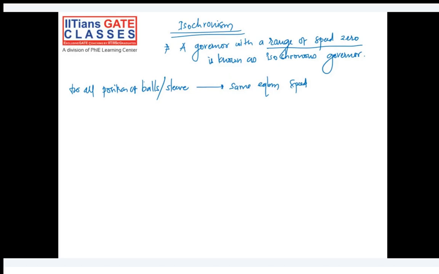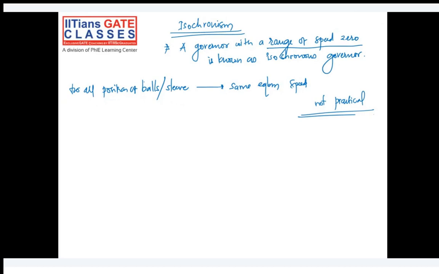And we can clearly see that this is not practical, because whenever the speed of the spindle increases, the balls will go away from each other, and the position of the ball and the position of the sleeve will change. Ultimately that will affect the fuel supply, and the fuel supply will change the speed. So we cannot say that in reality, for all the positions of the ball or the sleeve, we will have the same speed.